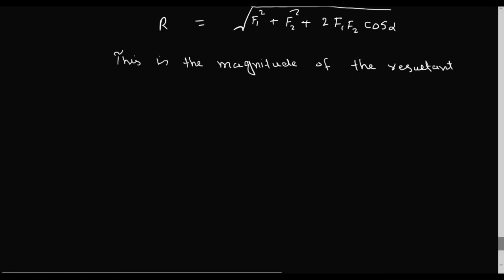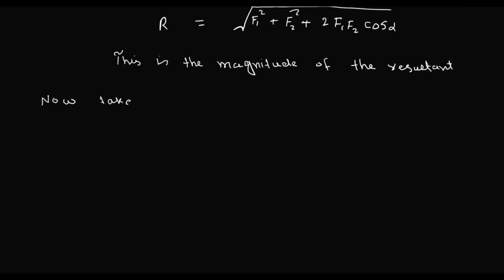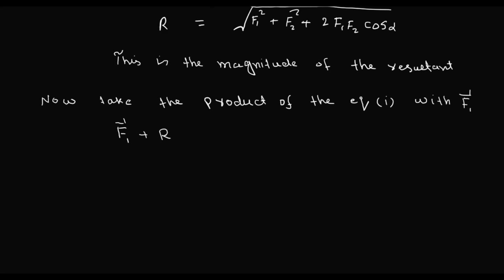Now, from the figure that we have drawn before, we must remember the force F1, the force F2, the angle between F1 and R, which is theta, and the angle between F1 and F2, which is alpha. Now take the product of equation 1 with F1. What was equation 1? It was R is equal to F1 plus F2. So we are taking the dot product of it with F1.